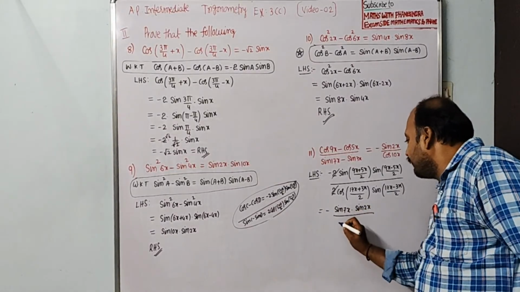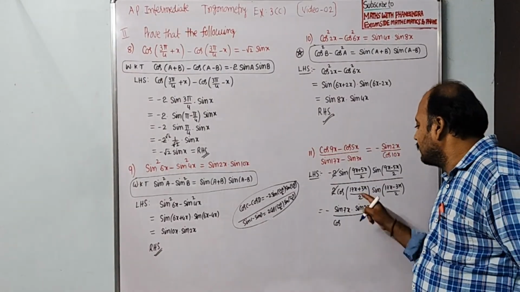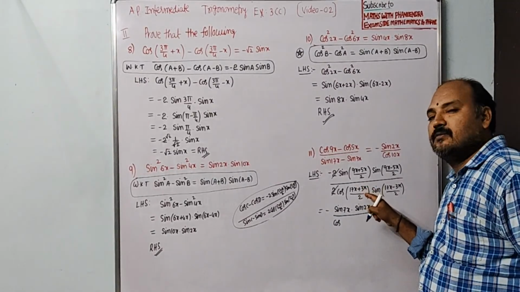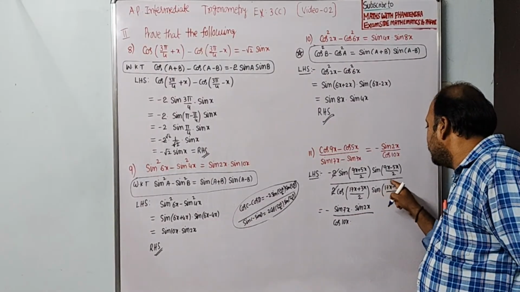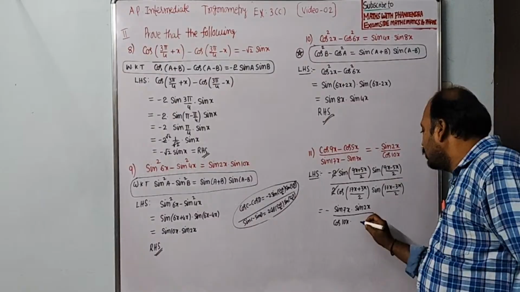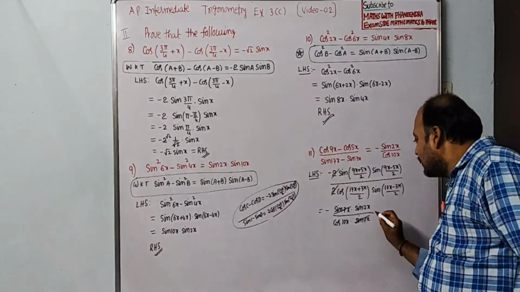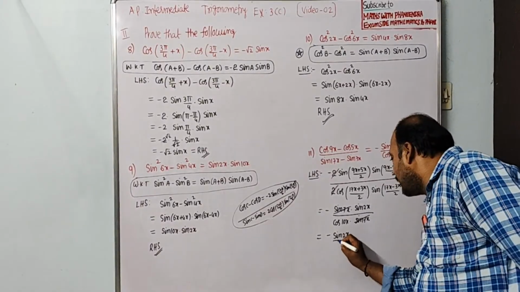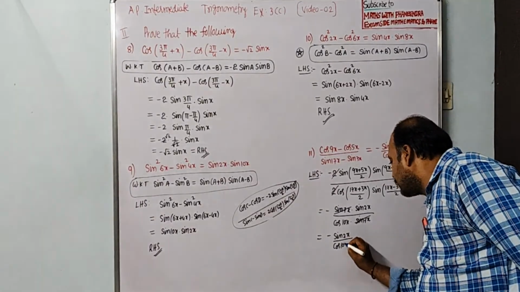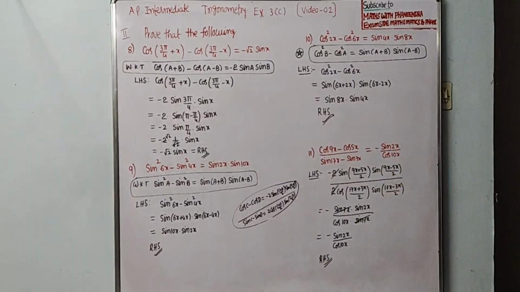whole divided by cos of 17x plus 3x, 20x by 2, 10x, sin of 17x minus 3x, 14x by 2, 7x, sin 7x. So here sin 7x, here sin 7x get cancelled, minus sin 2x divided by cos 10x, which is required RHS. Okay, dear students.